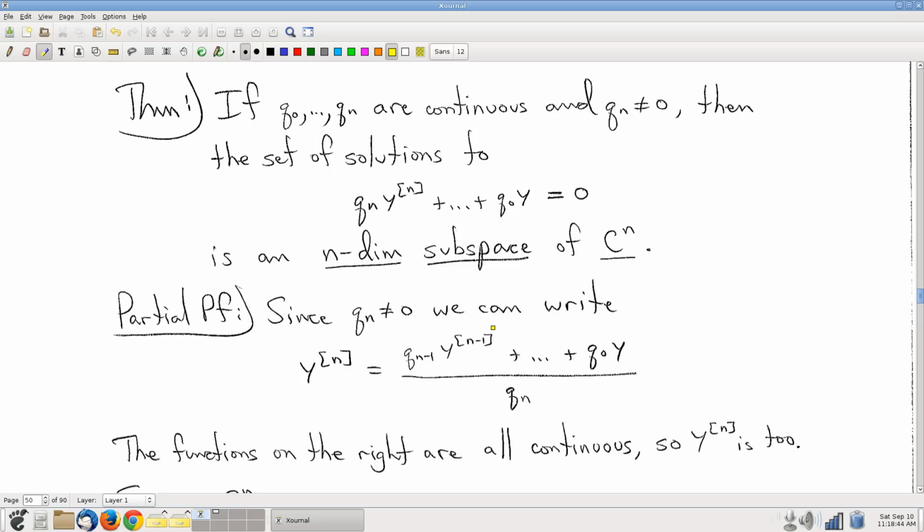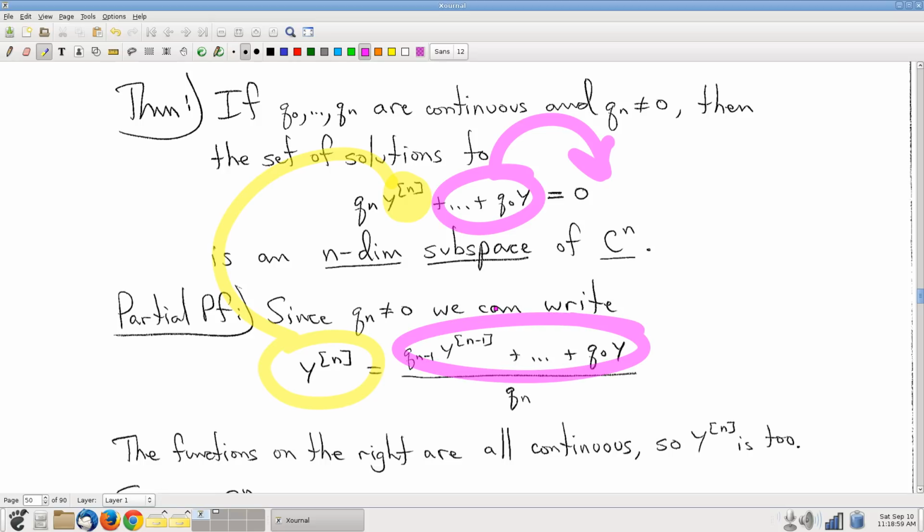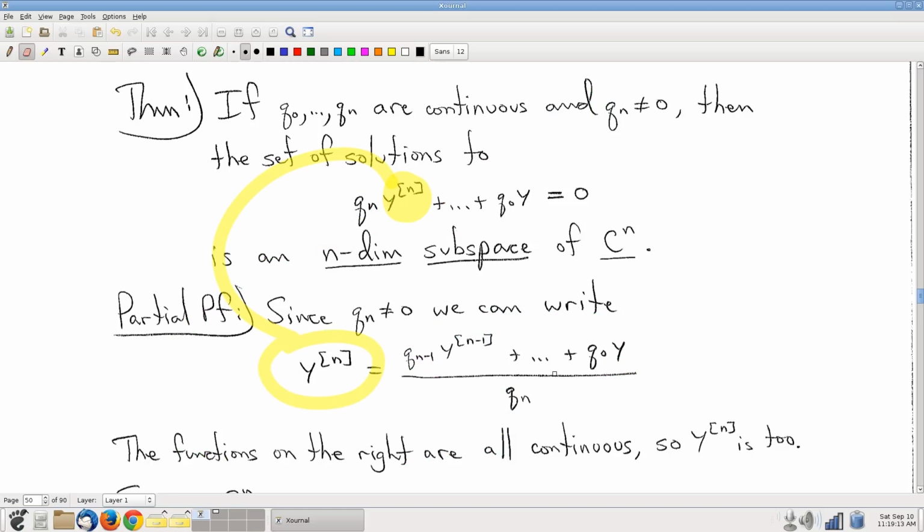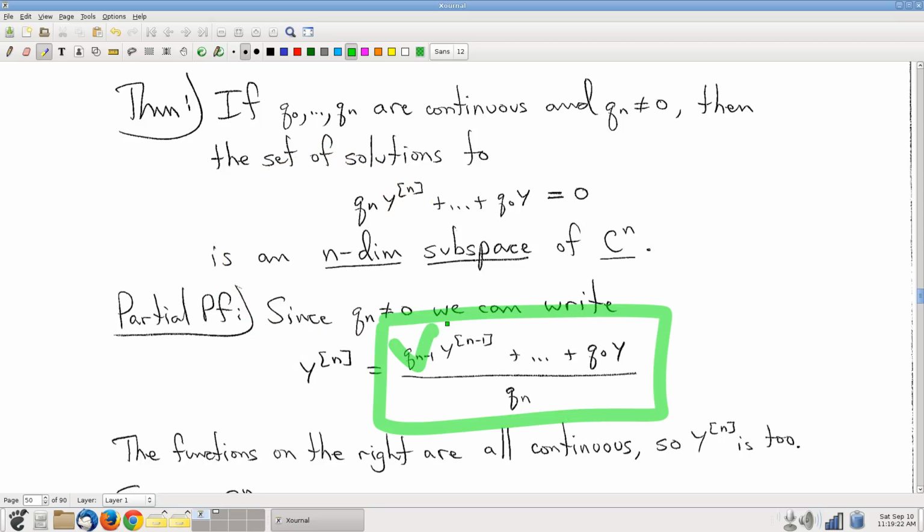The good news here is that it's just not that hard to solve for the nth derivative of y. You can take all the rest of the left side of the equation, move it over to the right, like so, and then you can divide by that coefficient Qn. By the way, this is why we need Qn to not equal 0. You can't divide by it if it's equal to 0. So that's nice. And lo and behold, we have solved for the nth derivative of y. And notice that in what that nth derivative of y is equal to, all these coefficients are known to be continuous.